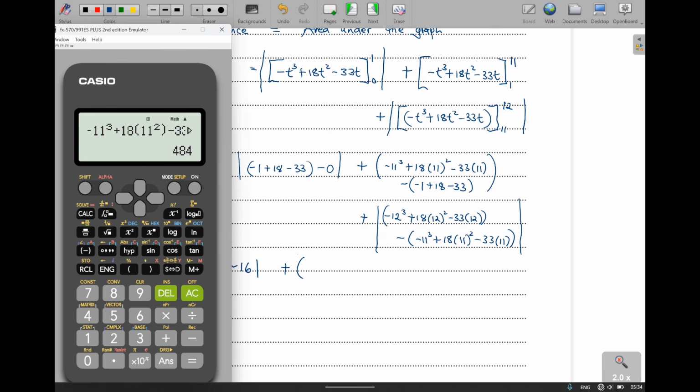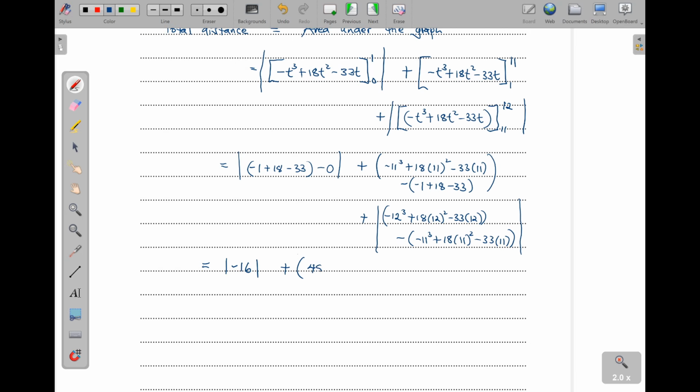That one gives us 484. Then minus, of course, this one here, we got it as negative 16, so it will be minus 16. Then plus. How about when we put, of course, now I will put here minus. So this one here, we have gotten it up here.